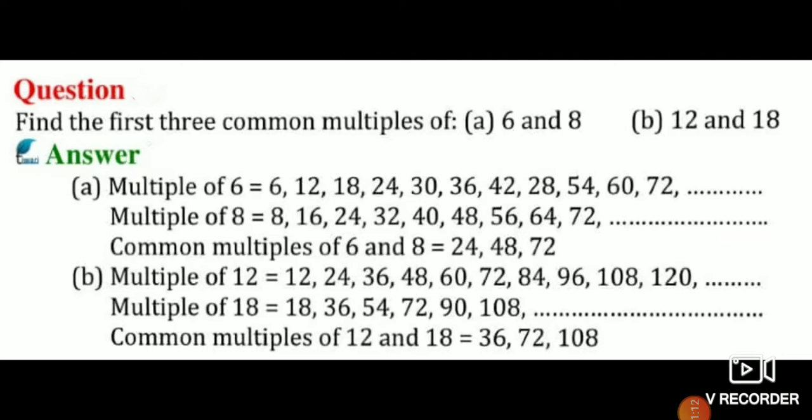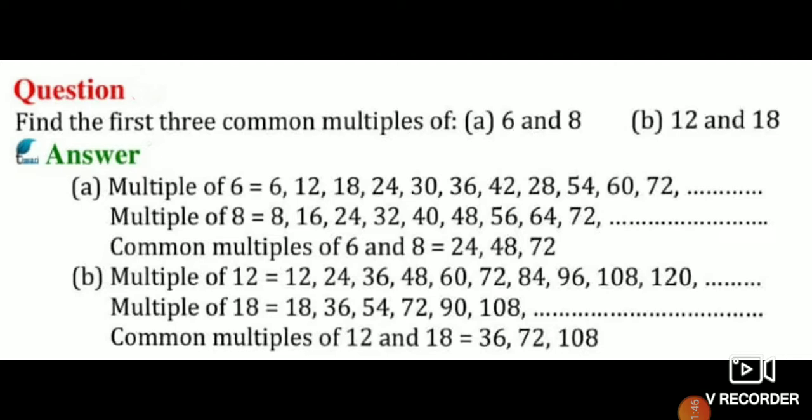So first you have to take the multiples of 6. So multiples of 6 are: 6 ones are 6, therefore 6 is a multiple of 6. Next, 6 twos are 12, 12 is a multiple of 6. So write 12. Next 18, 6 threes are 18, 18 is a multiple of 6. So write 18. Next 6 fours are 24, 24 is a multiple of 6.